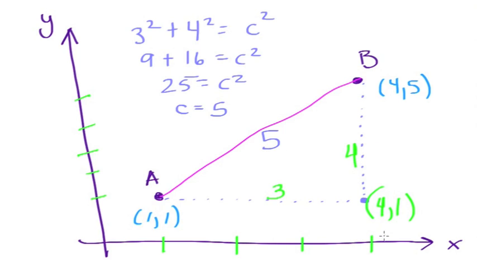So now you see that basically what they're doing with this distance formula is manipulating the Pythagorean theorem so that you can just plug in the points from A and plug in the points from B and find the length of the legs of the right triangle in order to solve for the hypotenuse and get this distance right here, which is 5. So that's how that works.